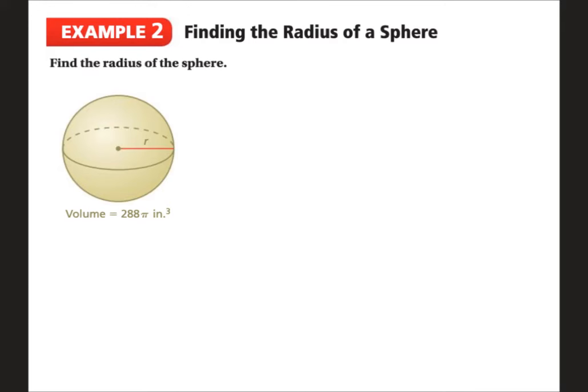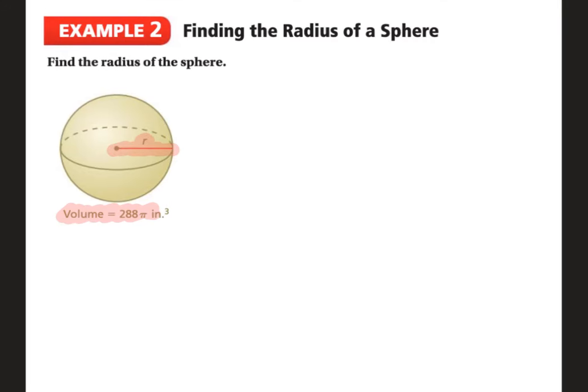In this example, we're going to find the radius of the sphere. Again, we take a look at what we're given. We're given that the volume is 288 pi inches cubed, and this is the radius, and that's the unknown. We're going to start off by writing our formula for the volume of a sphere, which is V is equal to 4 over 3 pi r cubed. Then we're going to substitute the values that we know.